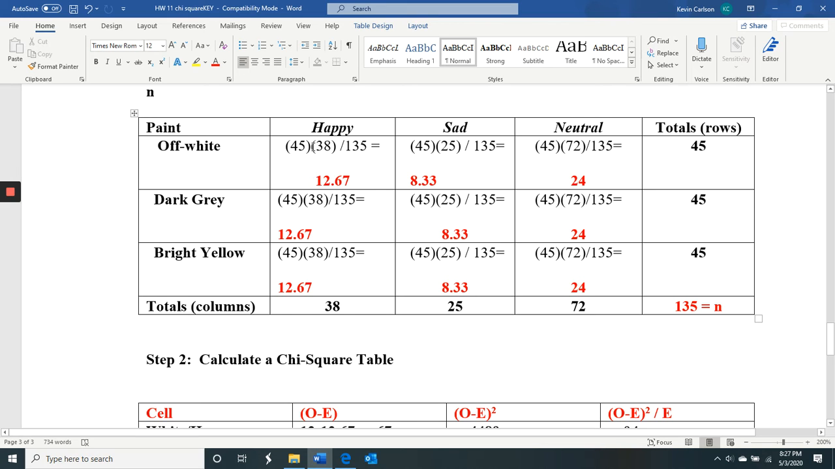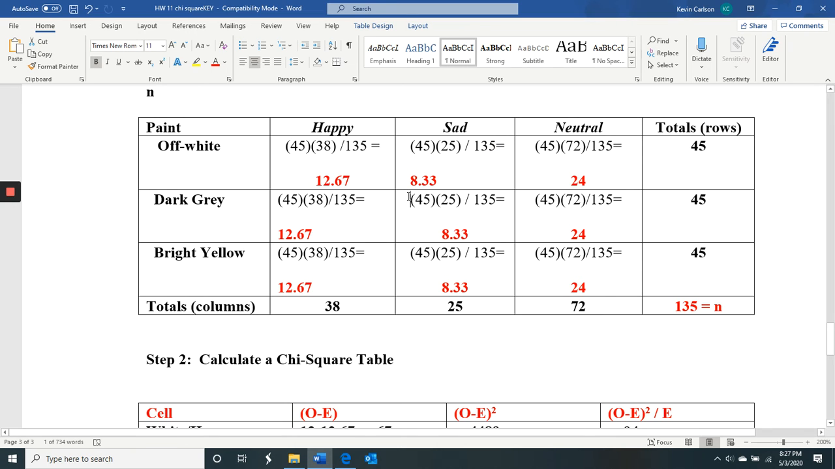So for off-white and happy, we have 45 people in the off-white rooms, the color of the rooms, and then we have 38 happy people in the whole sample. So columns times rows, it doesn't matter what order it's in, divided by the number of people, 135. Our expected value is 12.67. We can do the same thing for everything.